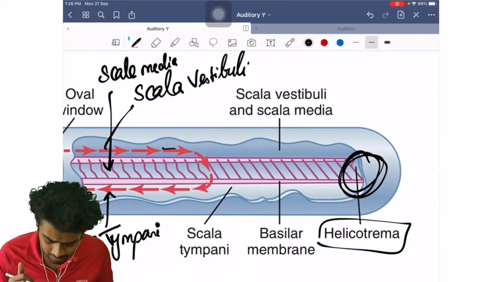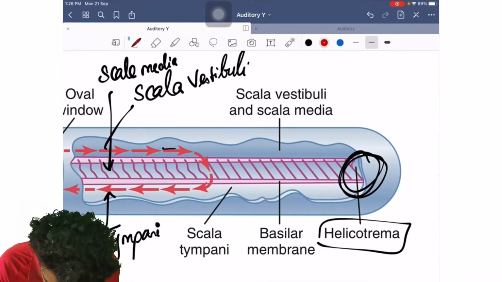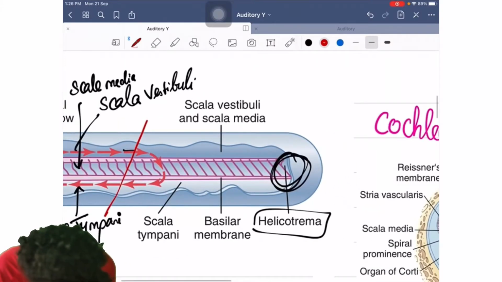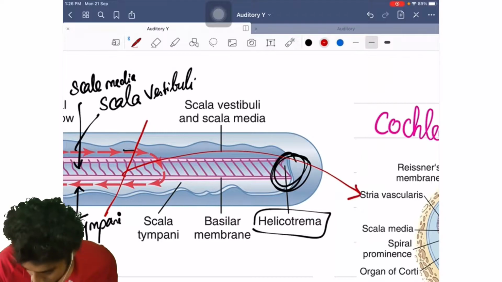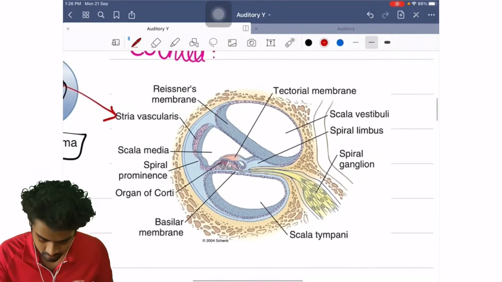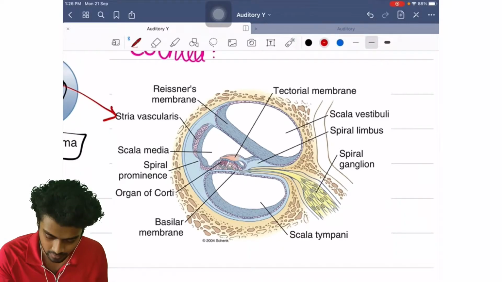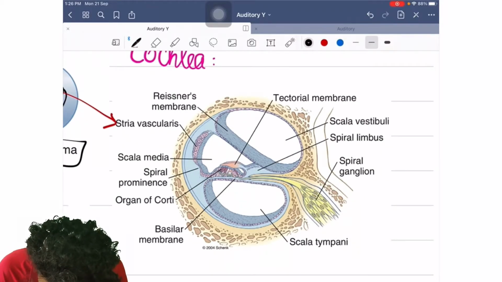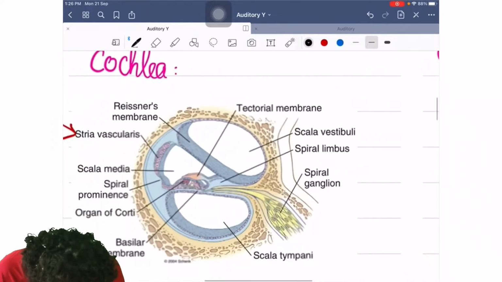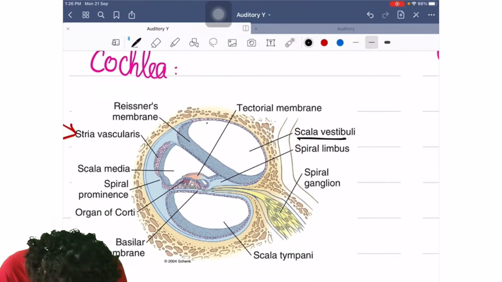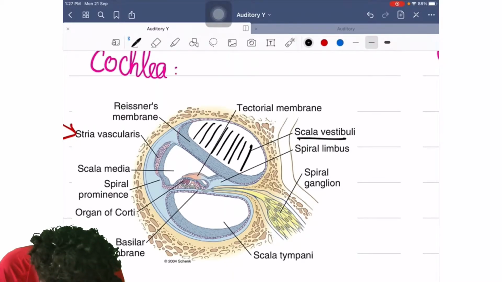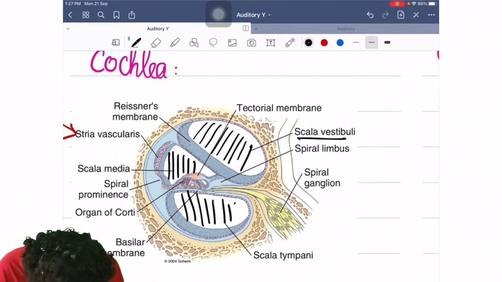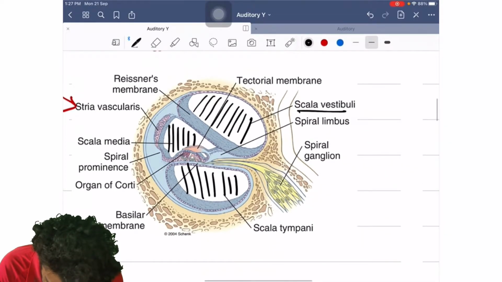Now at this point we are going to take another cut section. Okay, let's take here. Okay, and this is going to be like this one. Okay, now let's see this picture. This is our scala vestibuli. This whole part is called the scala vestibuli, and this part is called scala media, and this part is called the scala tympani. Okay, Reissner's membrane.